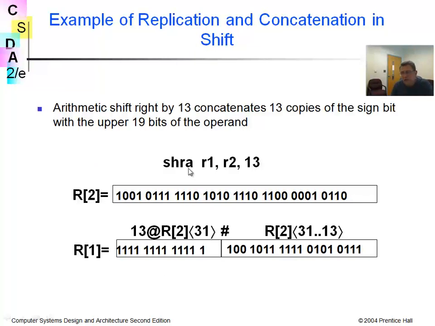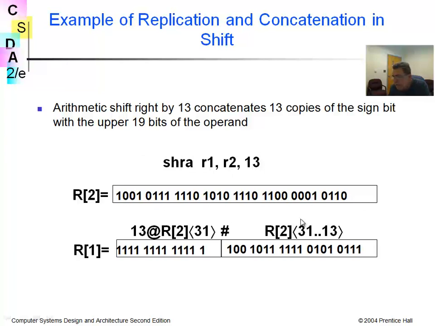Now, here's the shift right arithmetic. An example. The R2 register is this. All right. It says arithmetic shift right by 13. Shift right arithmetic R1, R2, 13. That means shift the R2 register by 13 bits to the right, right? And then store the results into R1.